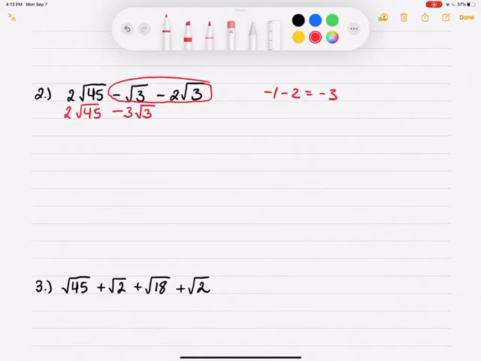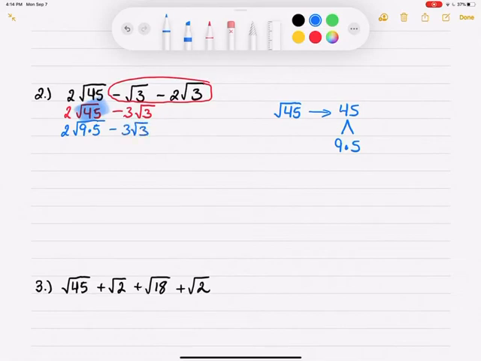So, now I'm working with 2 square roots of 45 minus 3 times the square root of 3. I need to break down the square root of 45 as best I can. So, the square root of 45. 45 can be broken down as 9 times 5. And I can take the square root of 9, so let's start with that. So I have 2 times the square root of 9 times 5 minus 3 square roots of 3.